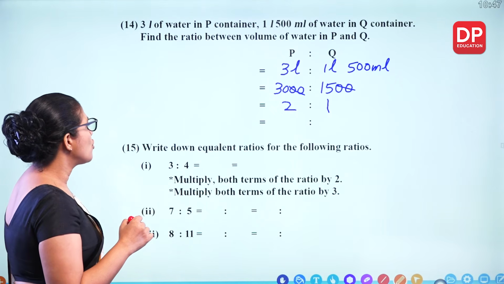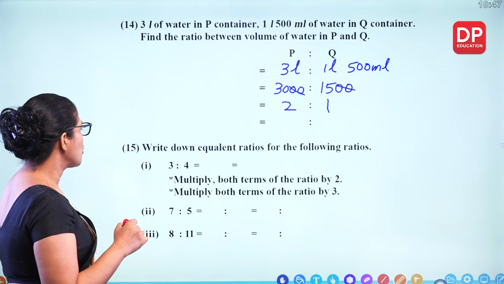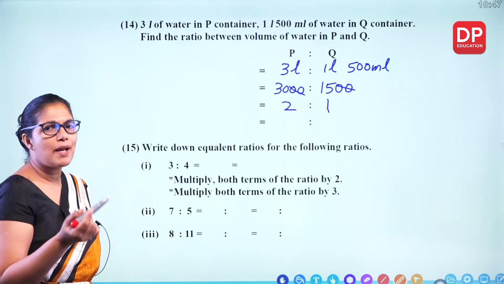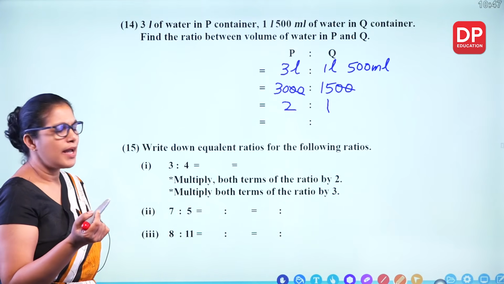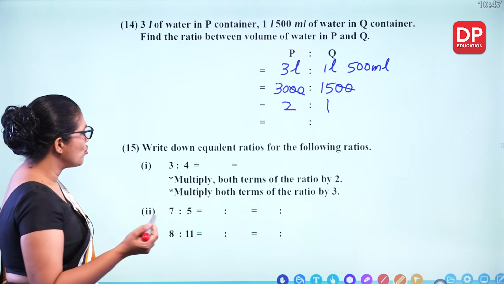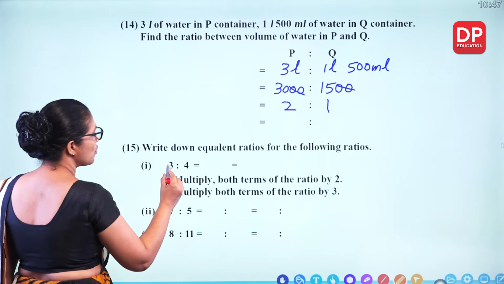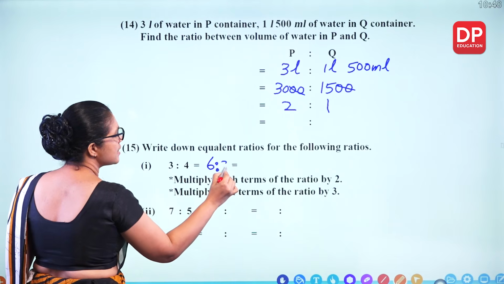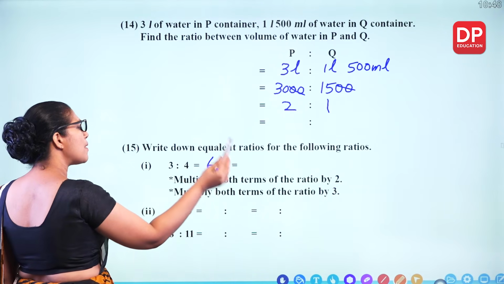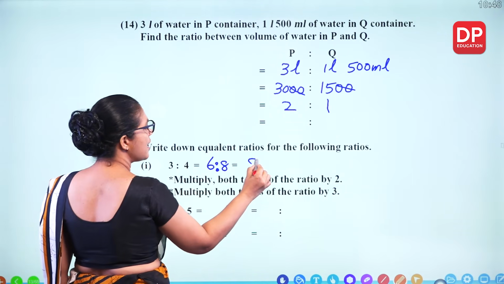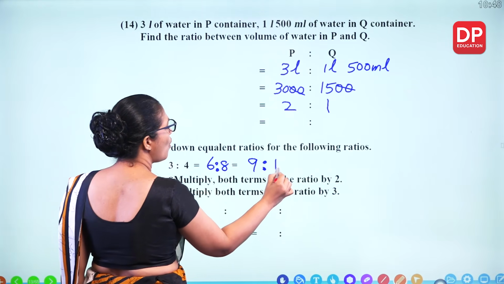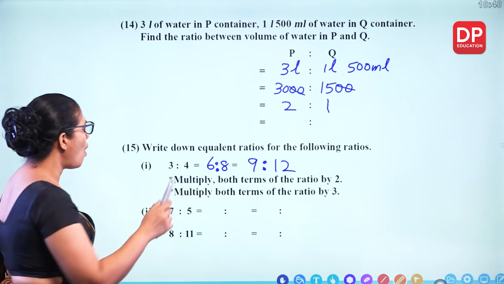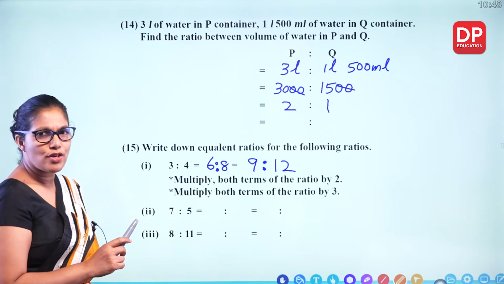Write down the equivalent ratios for the following ratios. So what you do when you want equivalent ratios, you multiply both the terms by the same amount. So you can multiply by 2. 2 times 3, 6. 2 times 4, 8. So 6 to 8. You can multiply by 3. 3 times 3, 9. 3 times 4, 12. So either 6 to 8 or 9 to 12. So all these are equivalent ratios.